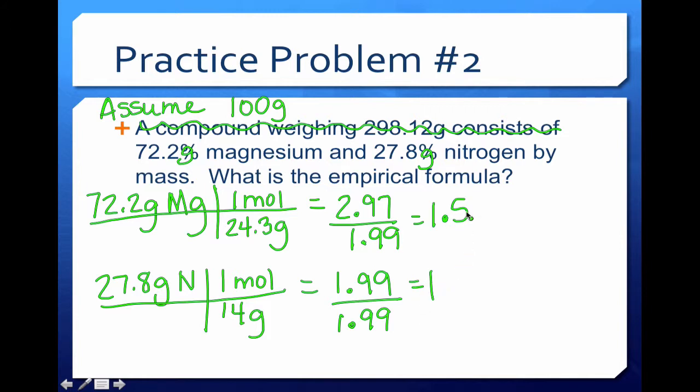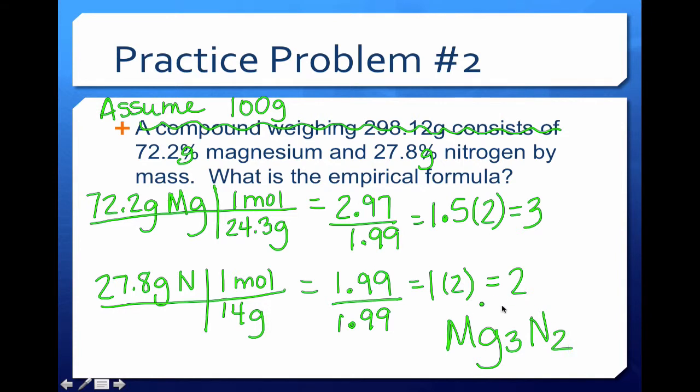And I need to multiply until these are whole. Well, this one, if I multiply by 2, that's going to get rid of my decimal. This will make the answer 3. And what I do to one, I have to do to the other. So this is going to become 2. Now that those are whole numbers, I can use them as subscripts in the empirical formula. So the empirical formula for this compound is Mg3N2. And that's your answer for that problem.